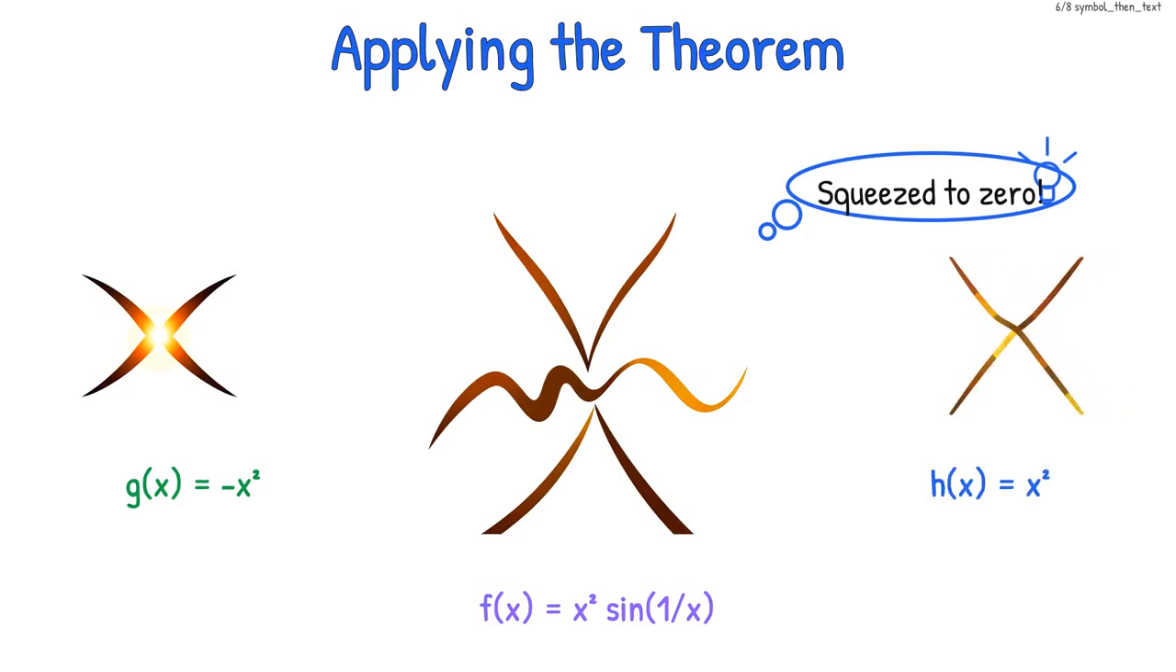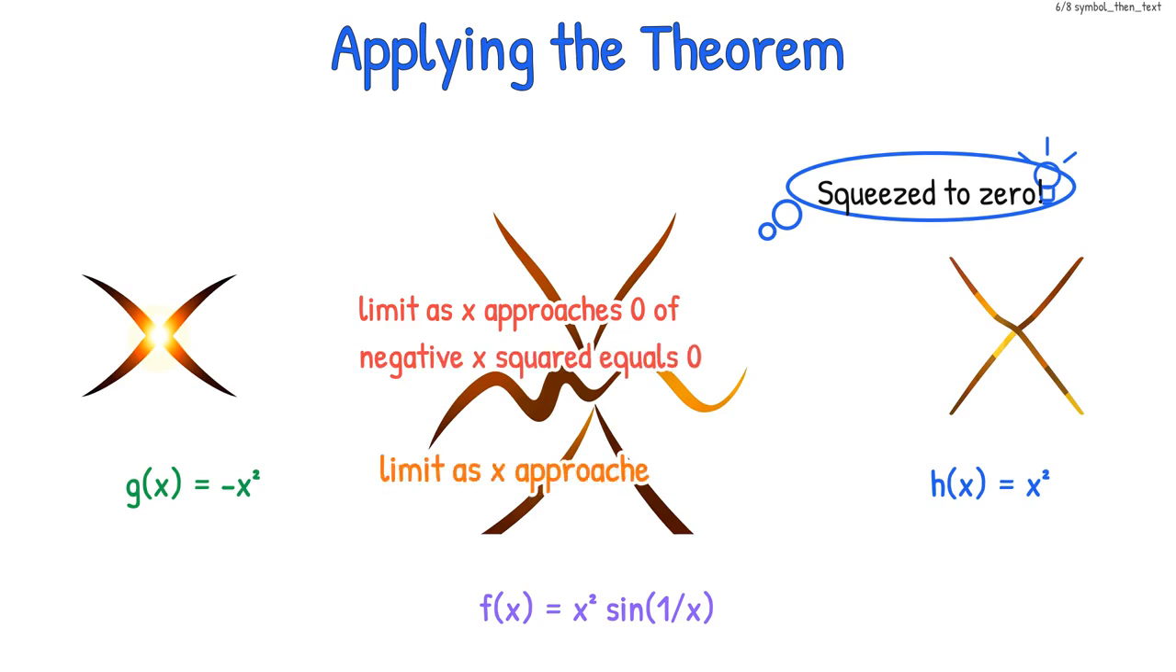Evaluate the limits of the bounds. The limit as x approaches 0 of negative x squared equals 0, and the limit as x approaches 0 of x squared equals 0. Since g of x is less than or equal to f of x is less than or equal to h of x, and both bounding limits equal 0, the squeeze theorem gives the limit as x approaches 0 of x squared times sine of 1 over x equals 0.